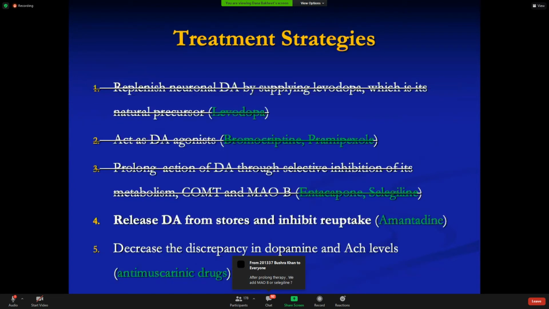Now, there is one question: after Proncter, we add MAO-B or Selegiline. Let me tell you, Bushra, what do we add? You have to ask the consultant about their preferences and what they see. They can add one of them depending on the patient. Is it better this one or this one?